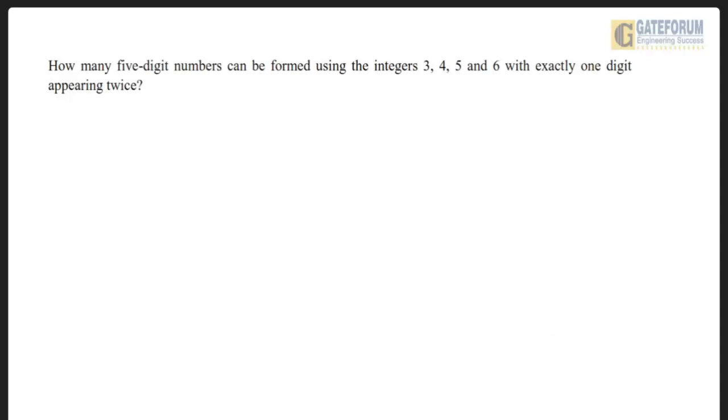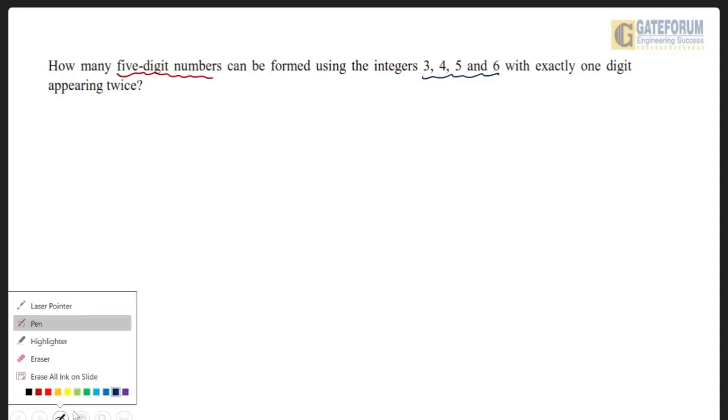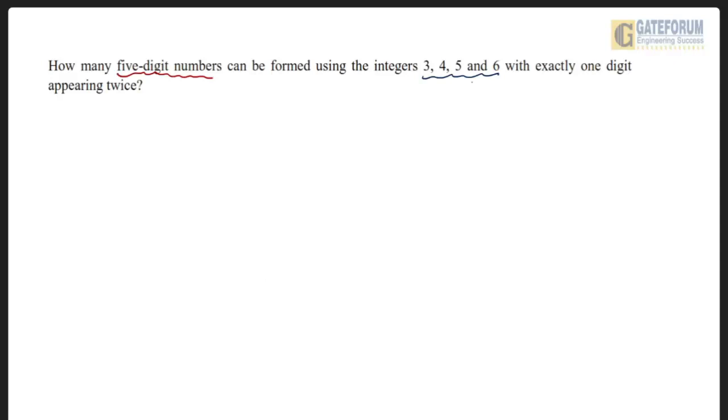Formed using the integers 3, 4, 5 and 6 with exactly one digit appearing twice. This is from engineering mathematics, from the topic probability and statistics basics, that is permutations, combinations, basics of probability. So 5 digit numbers are required first of all, using the digits 3, 4, 5, 6 only, because 5 digit numbers means 5 digits we require, but already 4 digits only are given. That's why the condition is exactly one digit appearing twice.